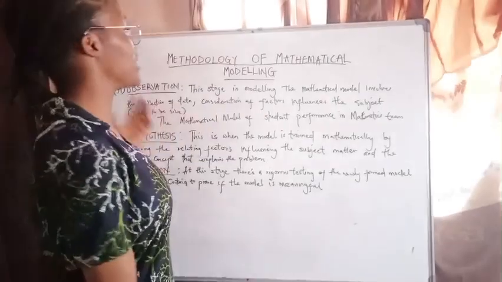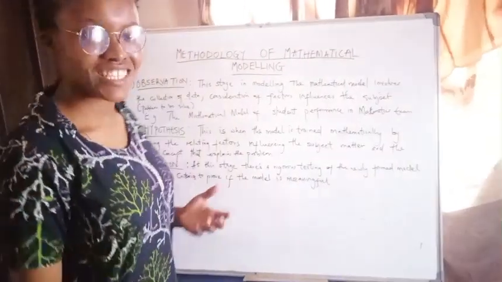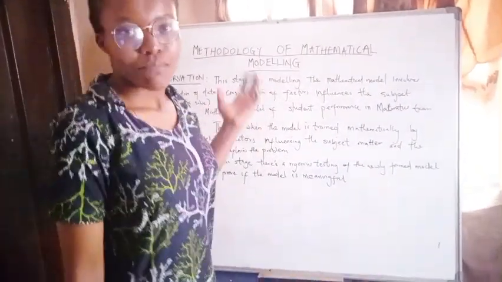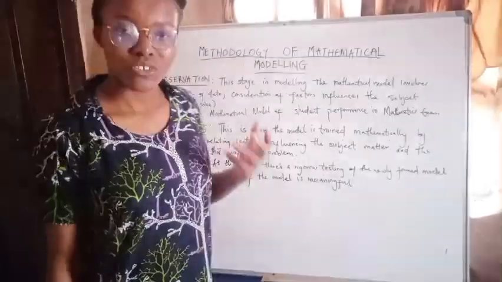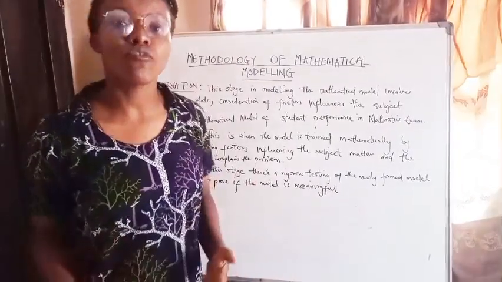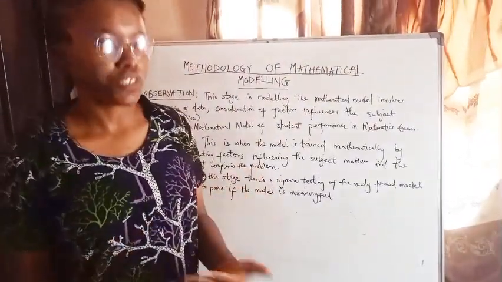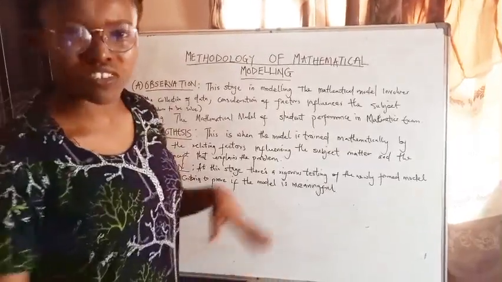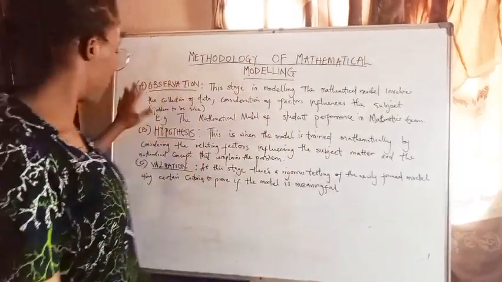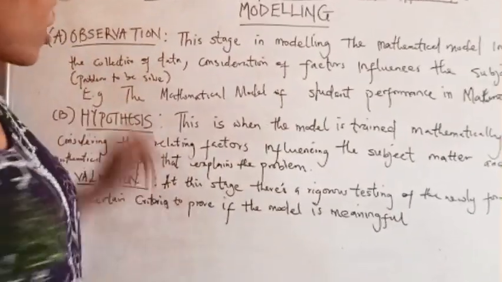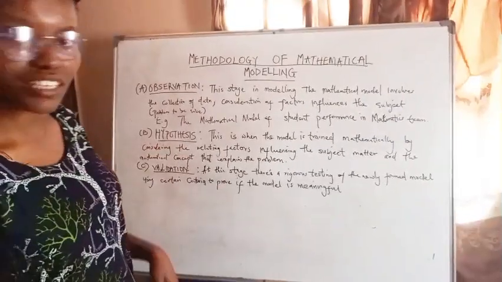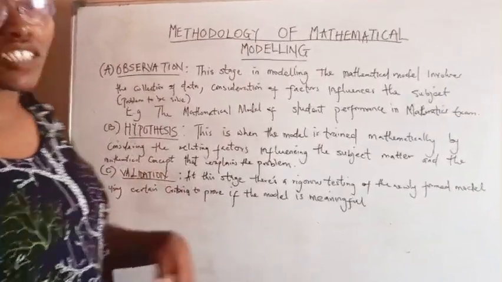Today we're talking about the methodology of mathematical modeling. And what is methodology of mathematical modeling? It talks about the stages involved in modeling a mathematical model. So the first stage involved is the observation stage. You have the observation stage, that's the first stage. The second stage is the hypothesis stage, and the last stage is the validation stage.